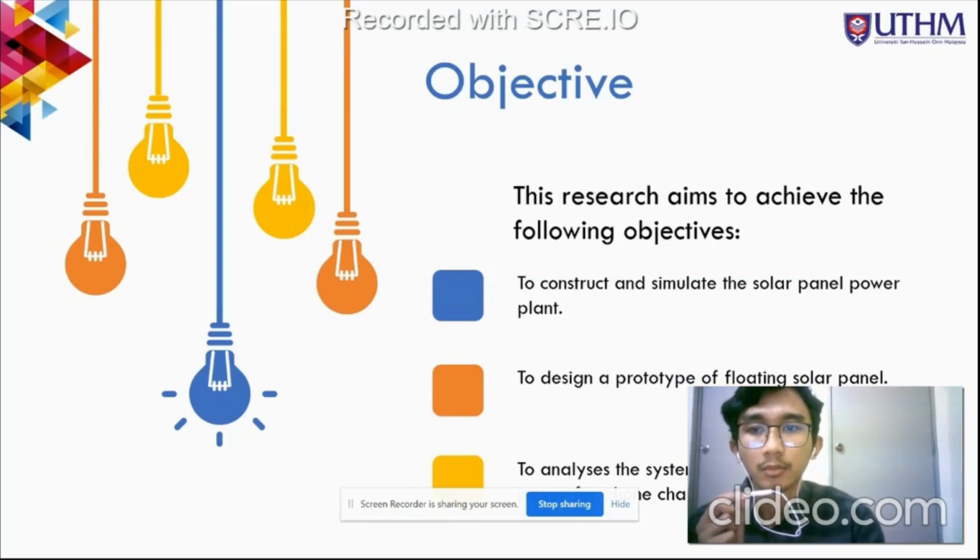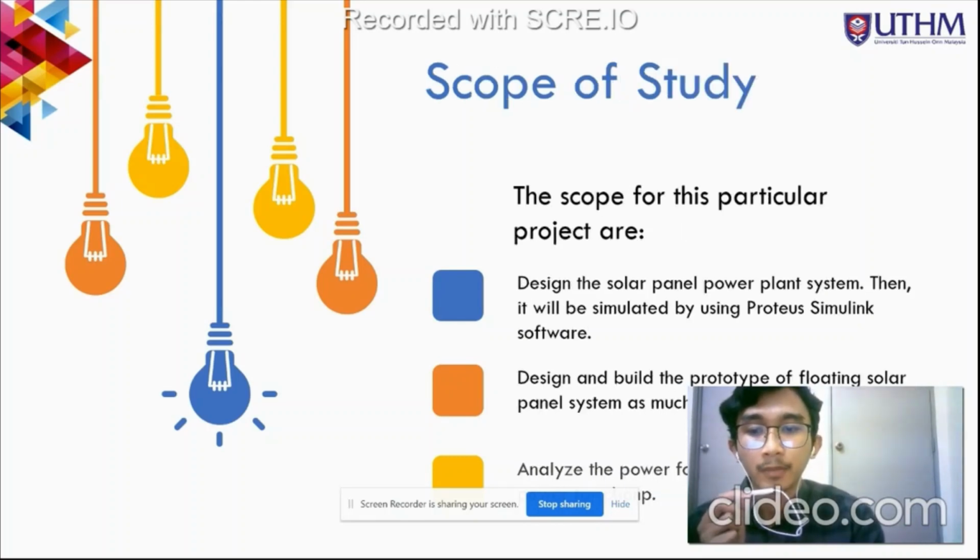Okay, so this is my objective for this project. Firstly, to construct and simulate the solar panel power plant. Next, to design a prototype of floating solar panel. Last but not least, to analyze the system for the usage to supply the power for phone charging and emergency lamp.